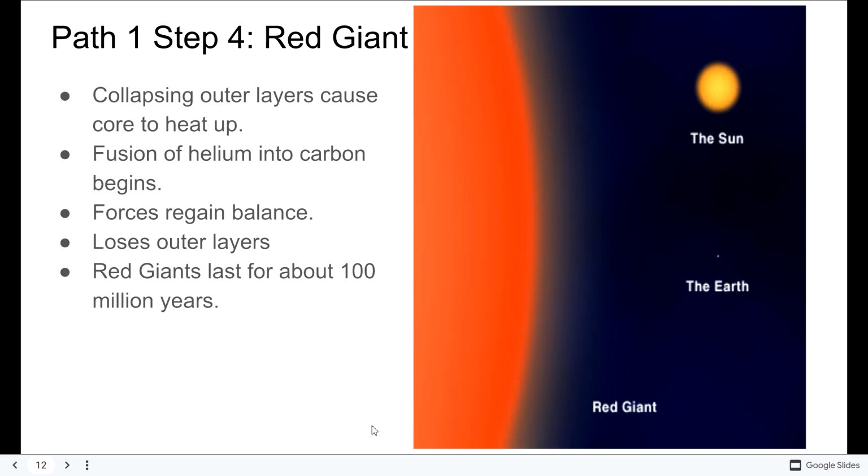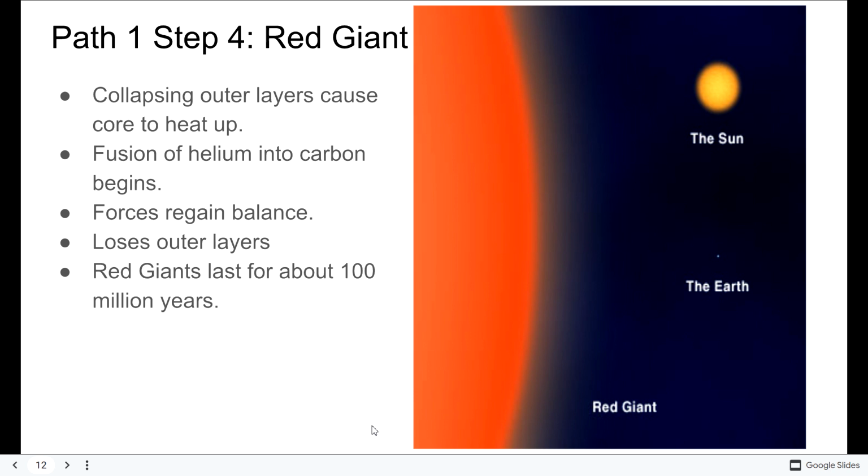Once that fusion starts again, you're going to regain balance in the star. You're going to have more energy pushing out. You're going to start losing some of those outer layers of gases. It's going to get huge. As it's pushing everything out away from the core, it gets larger and larger. And these red giants are going to last for about 100 million years.